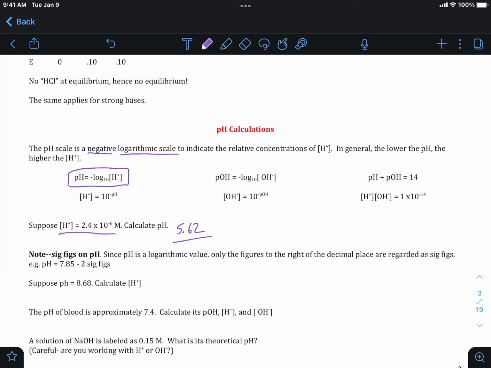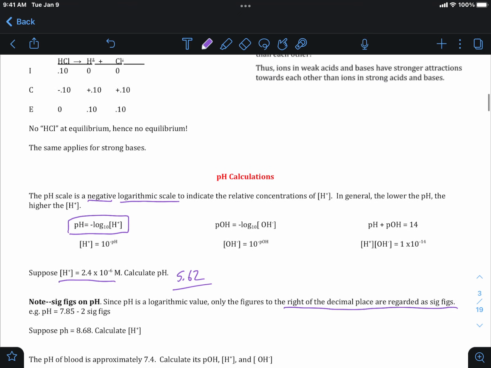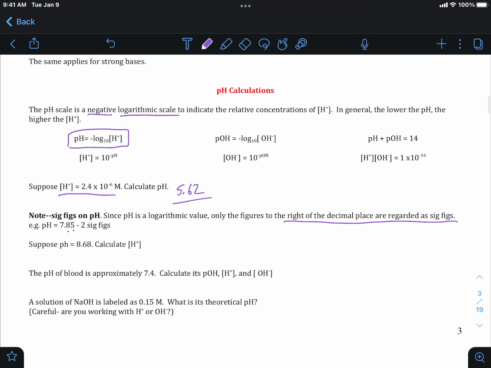Okay, a note about sig figs. Because the pH calculation is a logarithmic value, only figures to the right of the decimal point are regarded as sig figs. So if you are told a pH of 7.85, that 7 is a category. Think of the 7 as not a number, it's a category. And really the numbers, the 85, are the sig figs that you actually have. And so a pH of 7.85, we would only regard that as 2 sig figs.